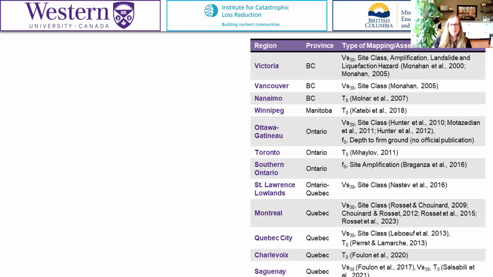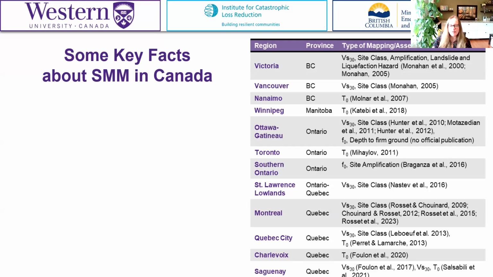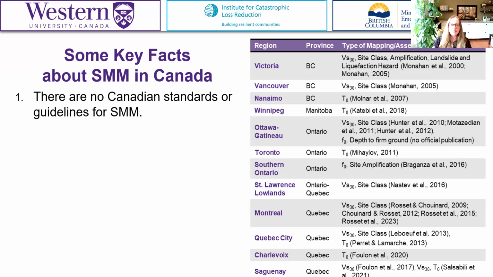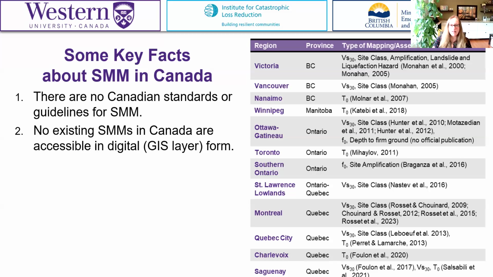So these are some key facts about seismic microzonation mapping in Canada then, harping on this idea that there is no Canadian standard or guideline. The list on the right shows that there's all kinds of region-specific seismic hazard maps that have been created for regions in Canada. But you'll notice that in the previous slide, they were all different colors, and there's no standard then. These existing seismic microzonation maps are also not accessible in digital or GIS layer form up until now.